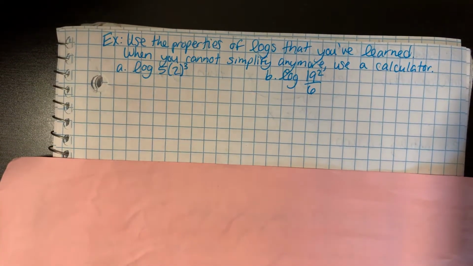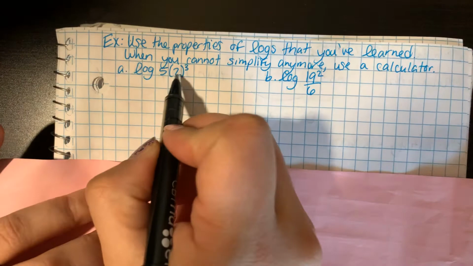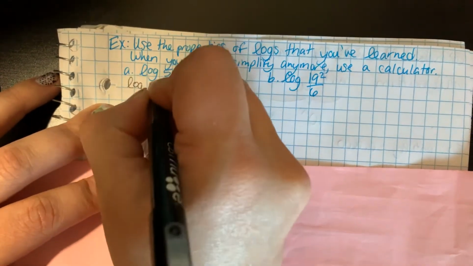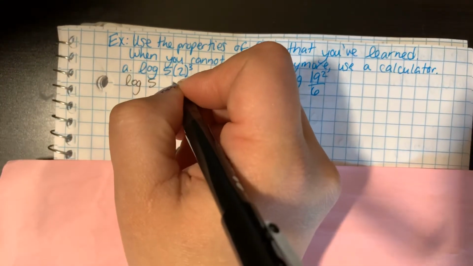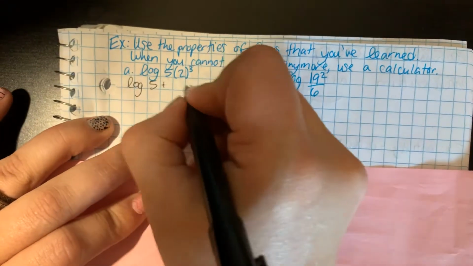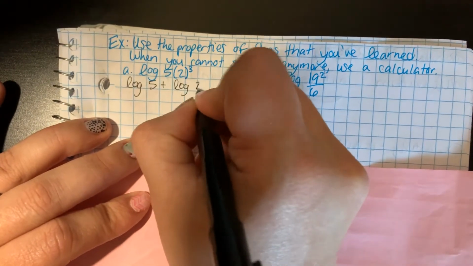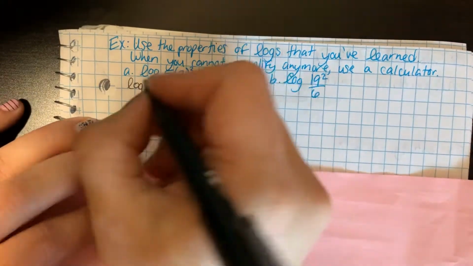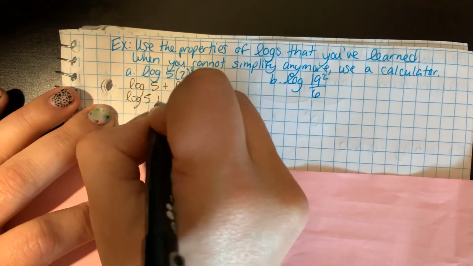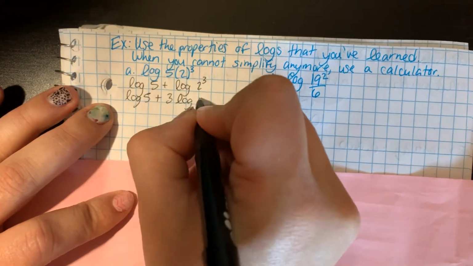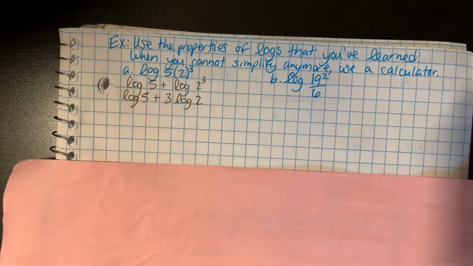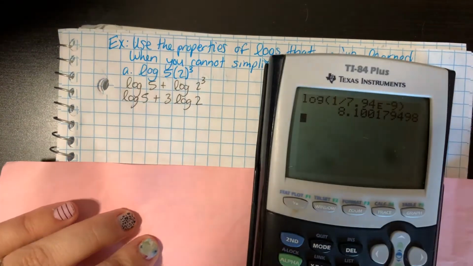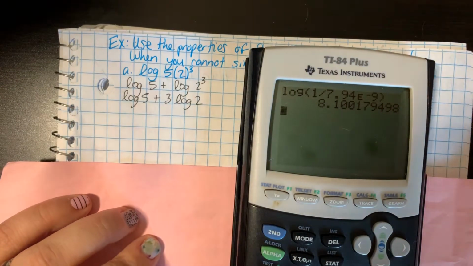Okay, so on this one, when we multiply logarithms, we can separate them out. So we can have log 5 plus log 2 to the 3rd. When we have an exponent out front, we can put it in front. So we can have log 5 plus 3 log 2. At this point, we can't do any more solving. This just wants you to work on your logarithm properties.